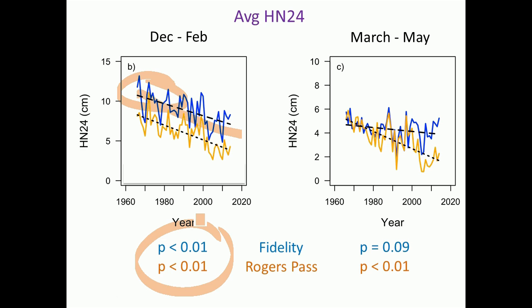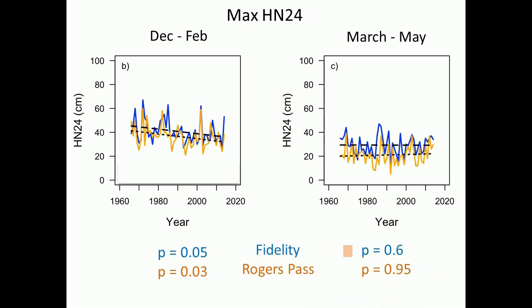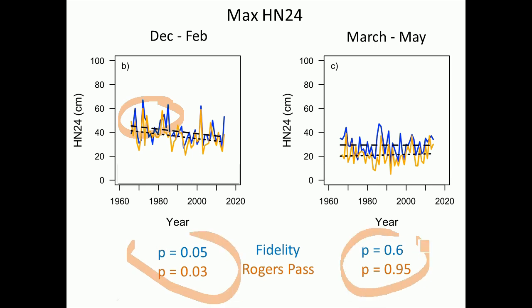We see less daily snowfall in the spring at both sites. Only the trend at the lower elevation site, Rogers Pass, is significant. This slide shows the maximum 24-hour snowfalls. In midwinter, we see many snowfalls with maximum daily snowfalls over 40 centimeters at Mount Fidelity and also at Rogers Pass. The decreasing trends at both sites are significant. In the spring, the trends are not significant at either site.